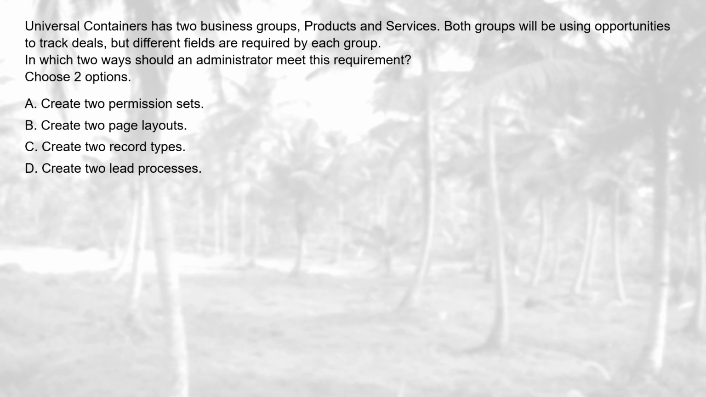And so the next one we have create two lead processes. Not necessary. A lead is a lead, and everybody knows that a lead has to do with contacts. So it wouldn't be for products and services. I know that's very confusing that contacts are leads and leads are contacts. It's one of those things where it just becomes Salesforce jargon, but I'm going to go with B and C, and let's see. We have B and C.